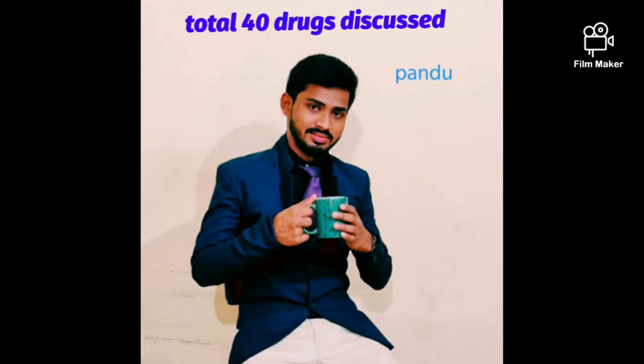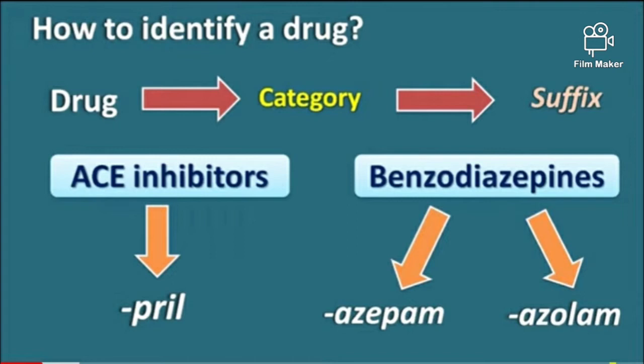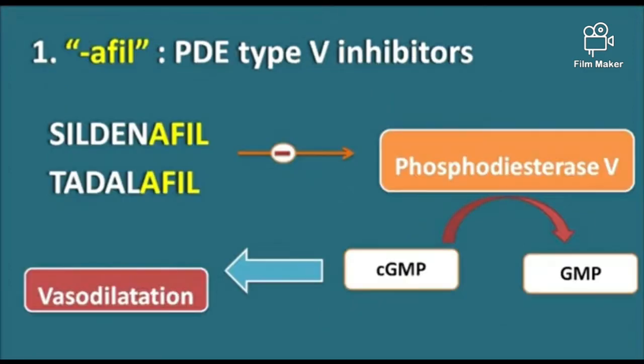In this video, how to remember drugs easily and how to identify a drug. A particular drug has a particular category and particular suffixes. For example, ACE inhibitors have the suffix prils, like captopril, and benzodiazepines have two suffixes, like diazepam and azolam, triazolam. Next, afil is the suffix for phosphodiesterase type V inhibitors, for example sildenafil and tadalafil.